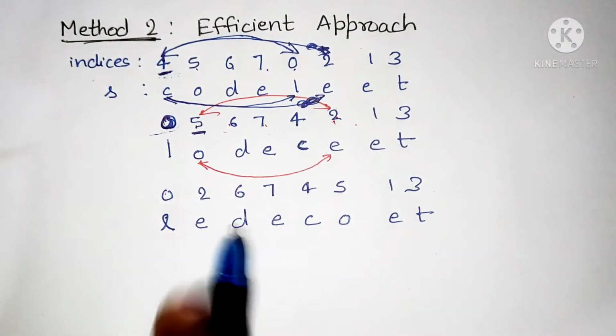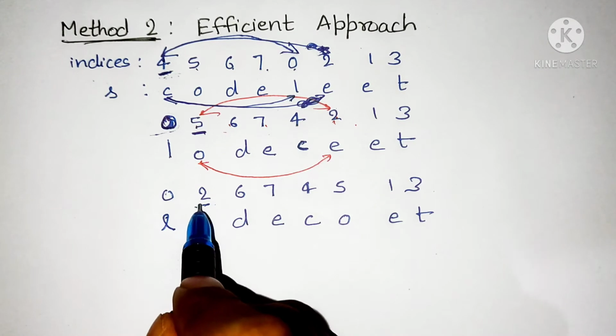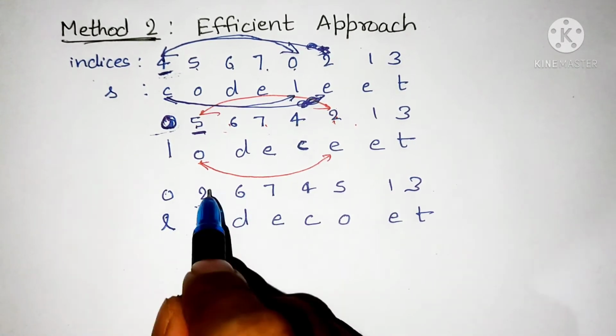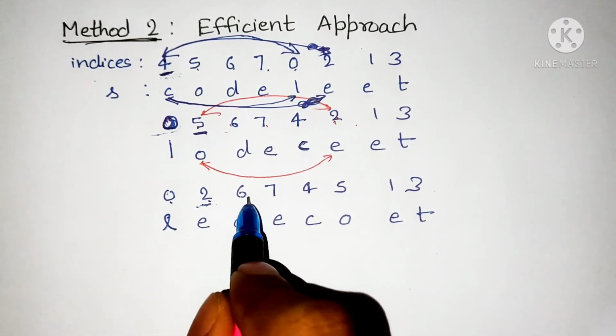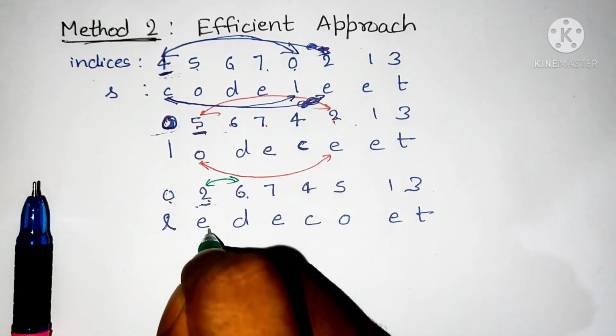Then we again see that here the number is 2, but what should be the place of 2? It should be here, right? 0 1 2, it should be here. So we will swap these two.